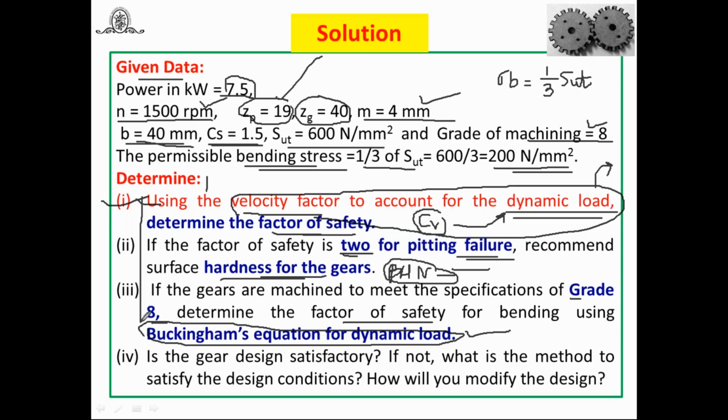And based on these three calculations, for the fourth one you have to comment whether the gear design is satisfactory. If not, what is the method to satisfy the design condition, and how will you modify? That means first of all you have to solve the problem, and then you can decide whether the design is satisfactory or not. Based on that, we will comment, or we will decide the conditions for satisfaction of this gear design. Okay. Now let us see how to proceed.